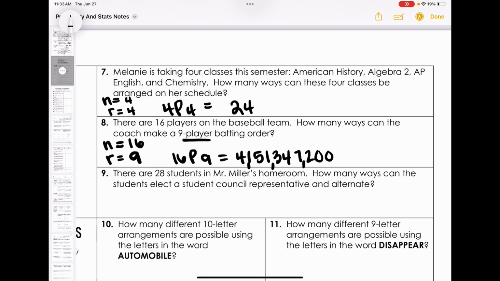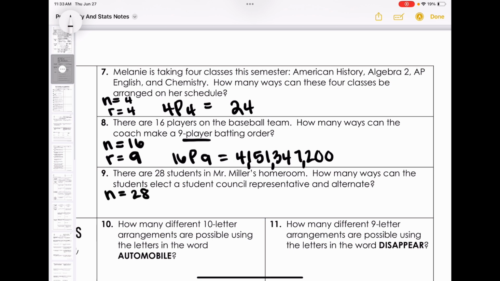All right, number 9, there are 28 students in Mr. Miller's homeroom. How many ways can the students elect a student council representative and an alternate? So there's 28 total students, and we're picking one representative and one alternate, so that would be 2 people. So in my calculator, I would do 28P2, which is going to give me 756.